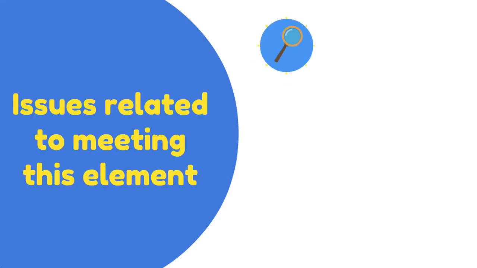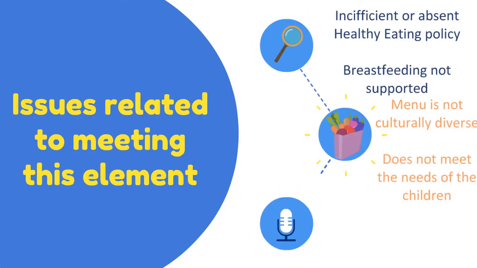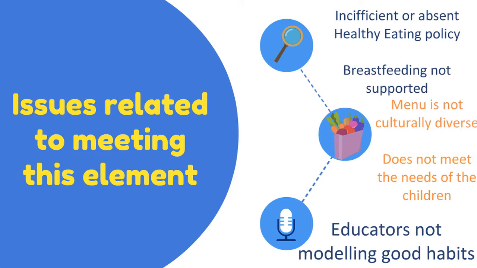Issues may occur when services have an insufficient or absent healthy eating policy, when breastfeeding is not supported, when a menu is not culturally diverse, or when educators don't model good habits such as discouraging second helpings or using food as a reward or punishment.